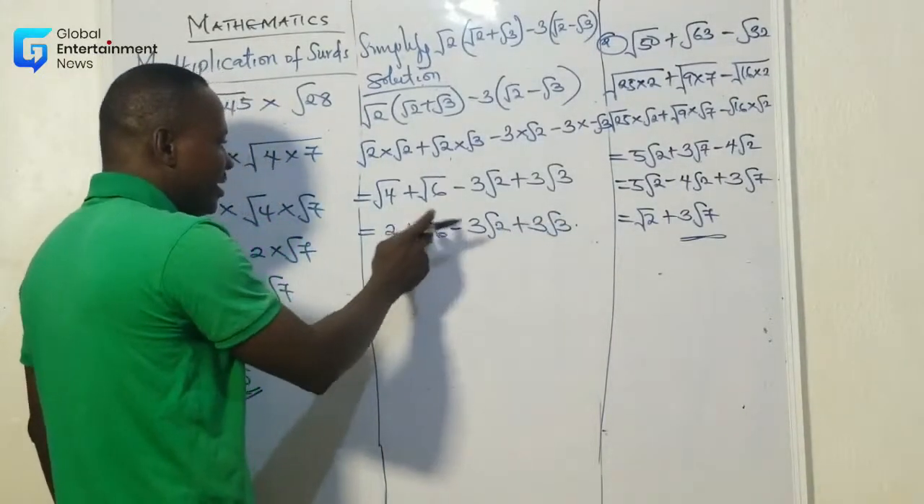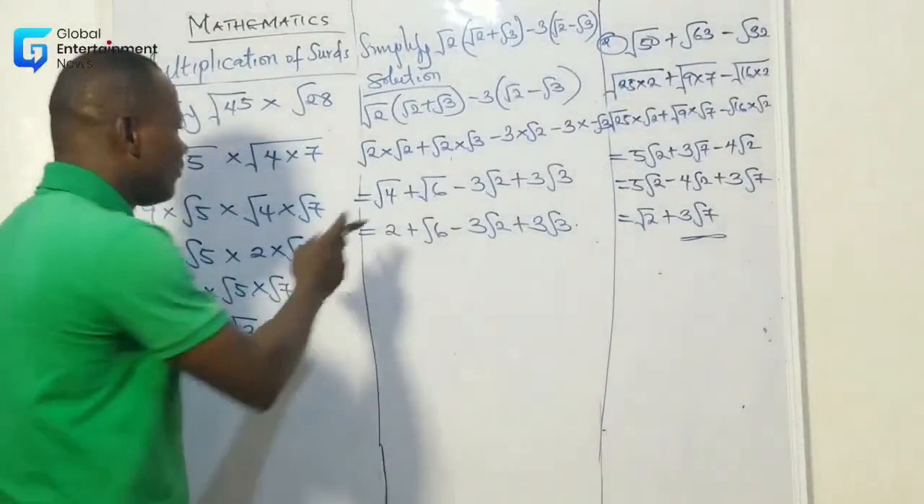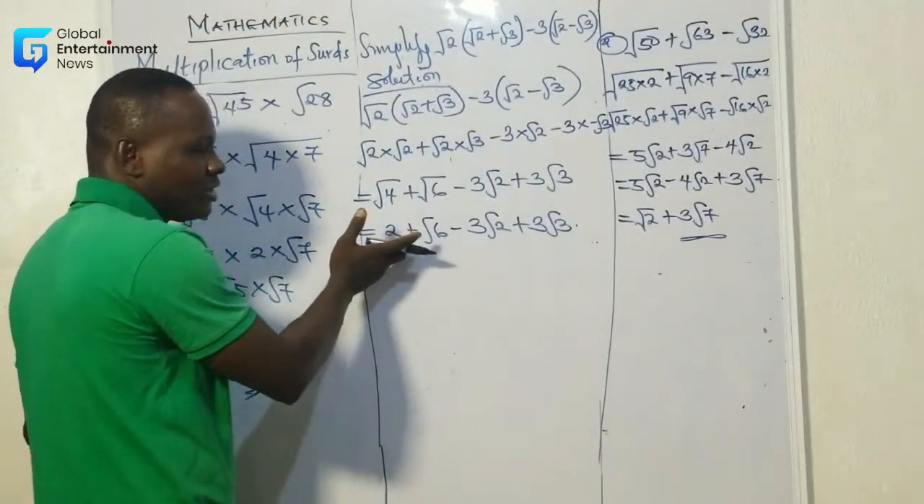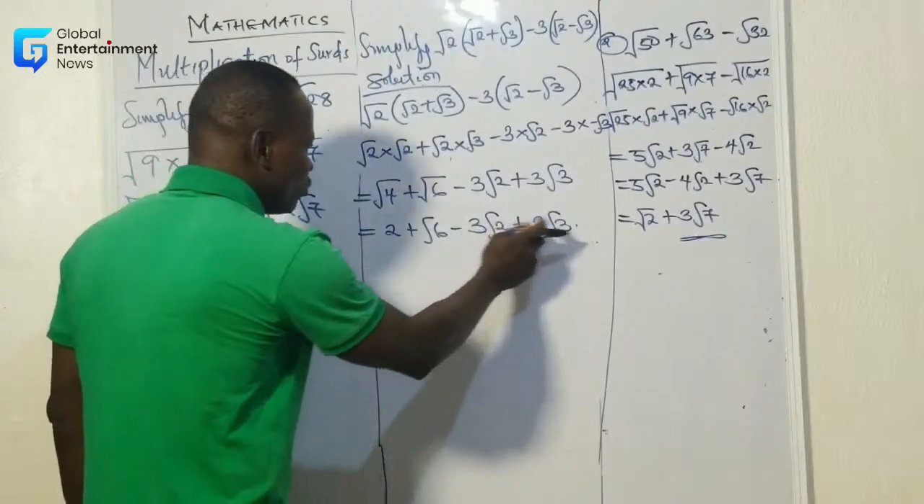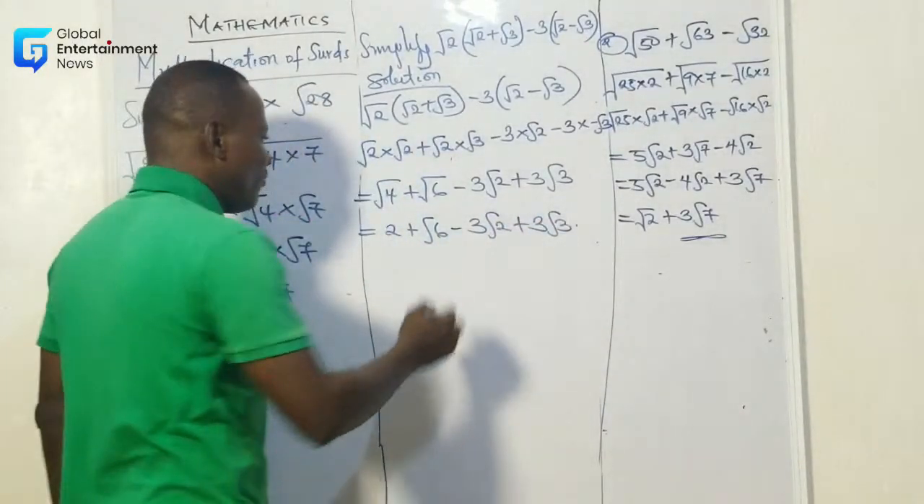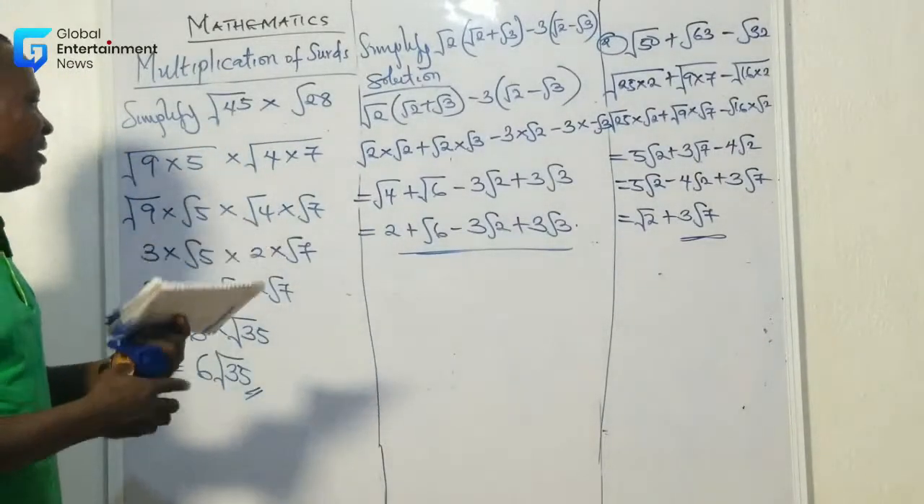Even we have one here, attached to this root. So we don't have any whole number to add to this or subtract or multiply with this one. And these roots are not the same. So this is my final answer. And that is that one.